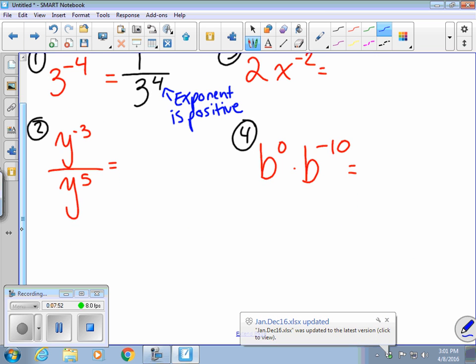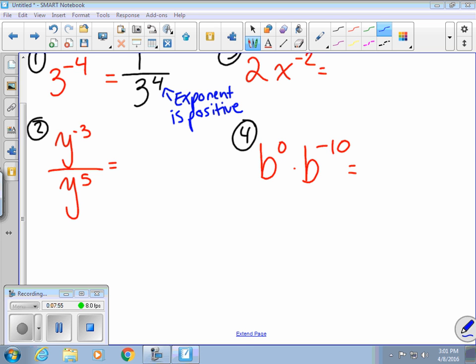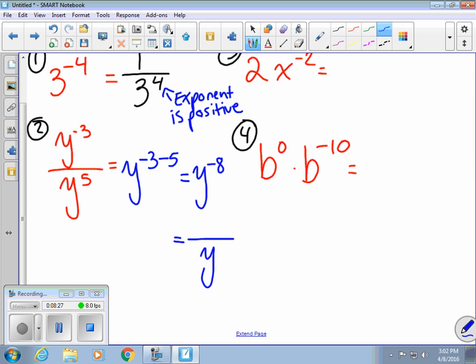Now number 2, we have a quotient, and when you have a quotient, you're going to subtract the exponents. So if I have negative 3 in the top, that's going to come first, minus, I have 5, so that's going to give me y to the negative 8. Again, I want to end with positive exponents. Since my exponent is negative, that's indicating that it's in the wrong place. I need to write it in the bottom of a fraction. The exponent becomes positive, and now I have a 1 in the top.